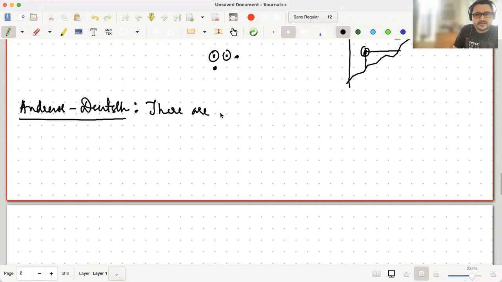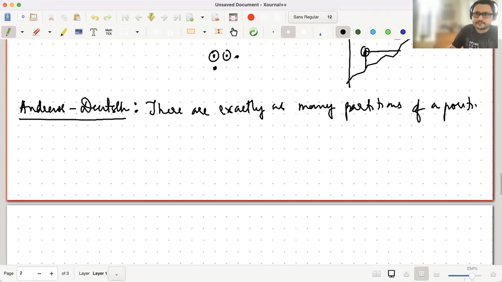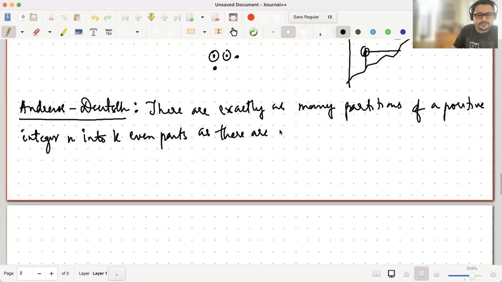So there are exactly as many partitions of a positive integer n into k even parts as there are partitions whose largest repeated part is k.